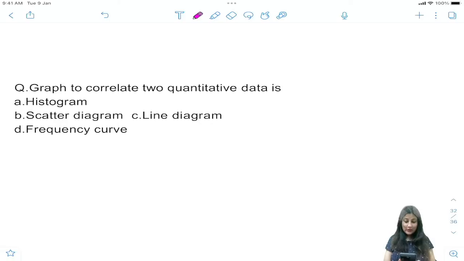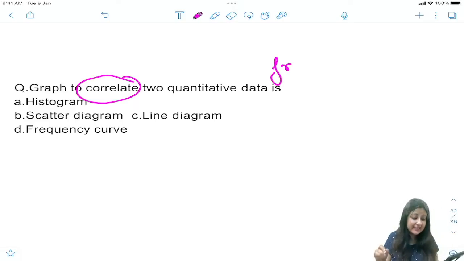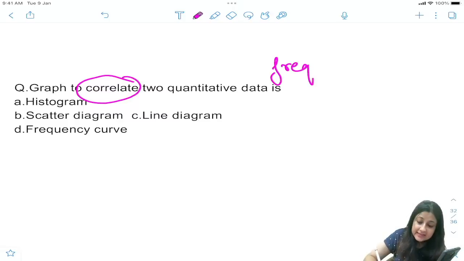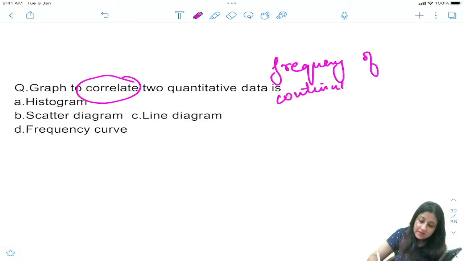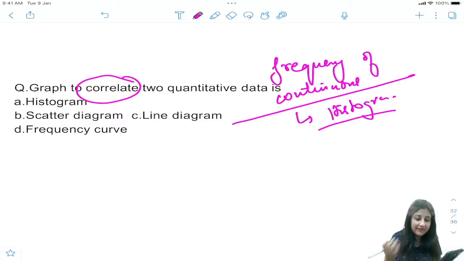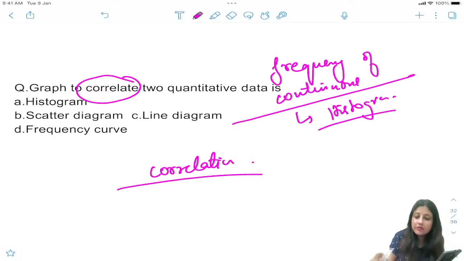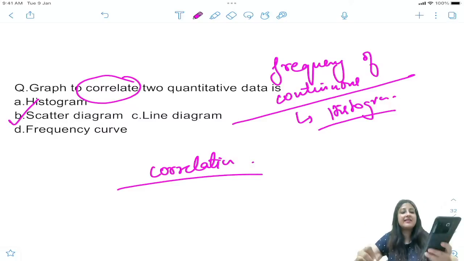Anyways, all right. Read carefully. Is it A or is it B? I am asking you to correlate. I am not asking frequency. That is why I have given you this question. Look, frequency of continuous variables, if I ask you that, it is a histogram. How many have weight 80 kgs? How many have weight 76 kgs? But if I ask you the correlation between two quantitative variables, it is a scatter diagram.